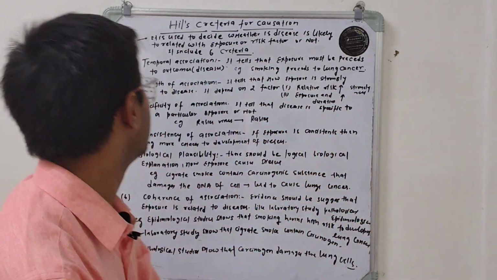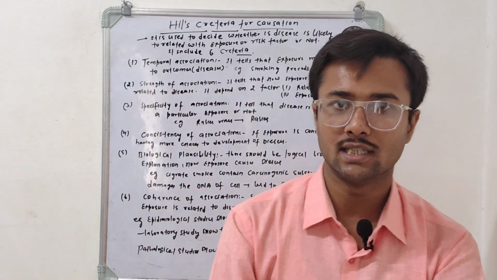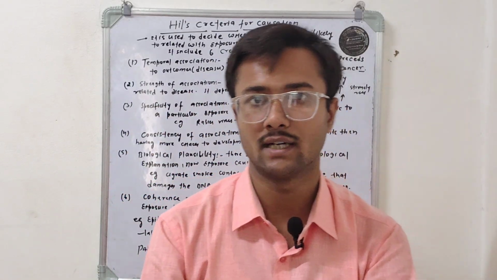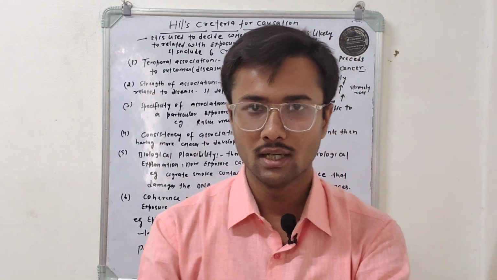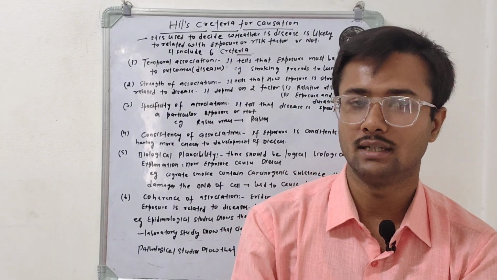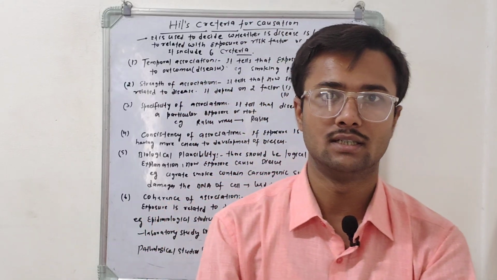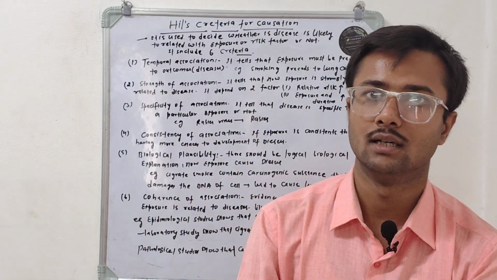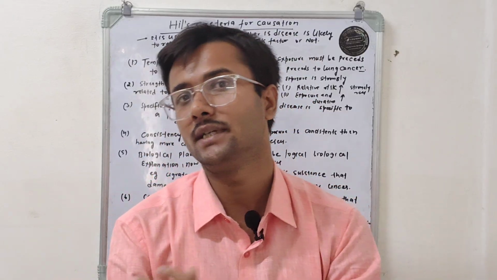So the first criterion is the temporal association. What is the meaning of temporal association, and how does it decide whether a disease is related to a risk factor or exposure or not? Listen. According to the temporal association, exposure must precede the disease. I mean, before development of a disease, a patient must have been exposed.